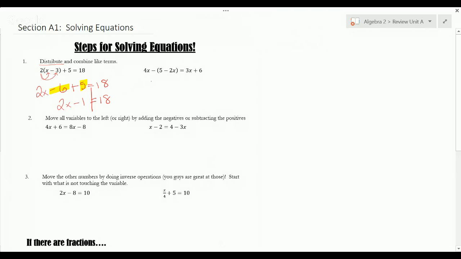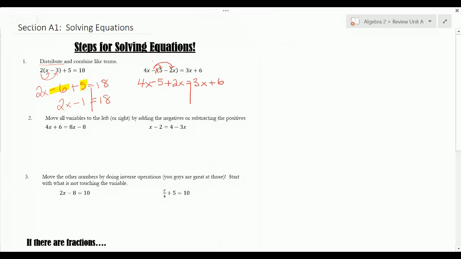If you look over here at the second one on the right, you see a negative in front, but since there is a parentheses, I have to distribute that negative here. And really, some people like to think of it as a negative 1. So I have to do negative 1 times 5, which is negative 5, and negative 1 times negative 2x, which becomes positive 2x. And then everything else I didn't touch, so I'm going to bring down the 4x.